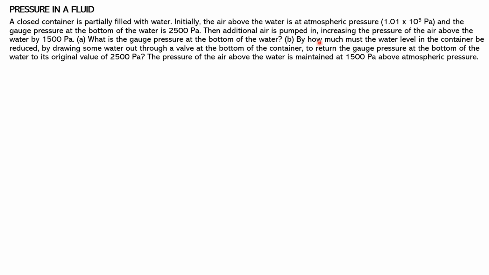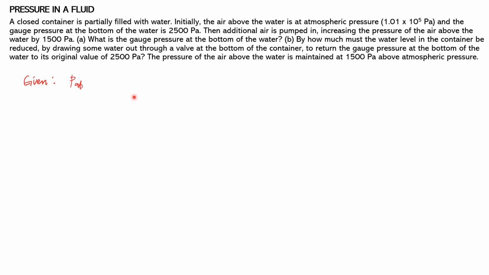For letter B, by how much must the water level in the container be reduced by drawing some water out through a valve at the bottom of the container to return the gauge pressure at the bottom of the water to its original value of 2,500 Pascal? The pressure of the air above the water is maintained at 1,500 Pascal above atmospheric pressure.